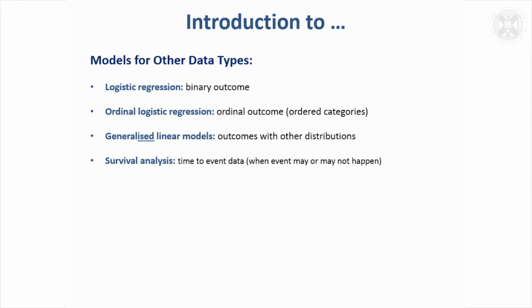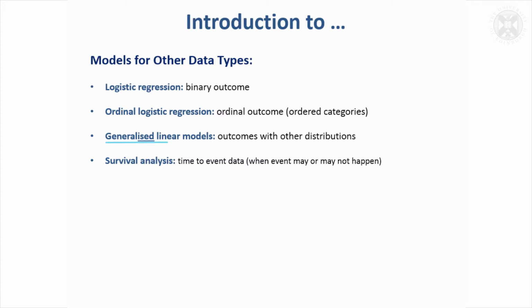So some of the models that are available for other data types is something called logistic regression, and that's suitable when you've got a binary outcome. So there's a categorical variable, it's either one thing or another, something either happens or it doesn't. And there's a closely related type of model known as ordinal logistic regression, and that's suitable for ordered categories.